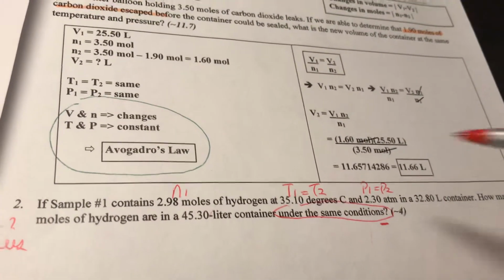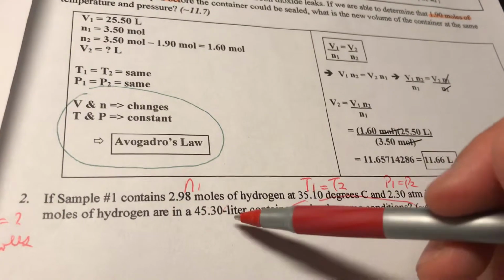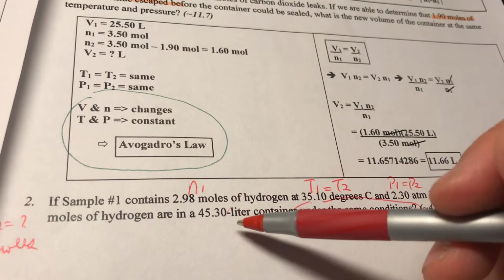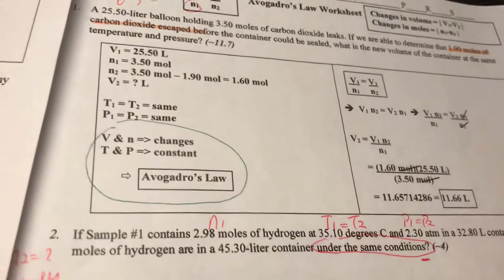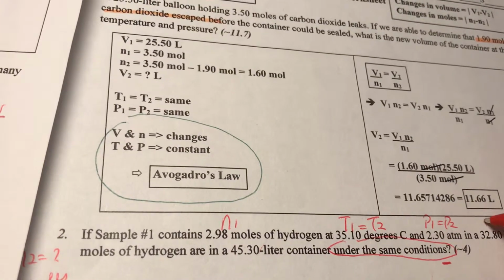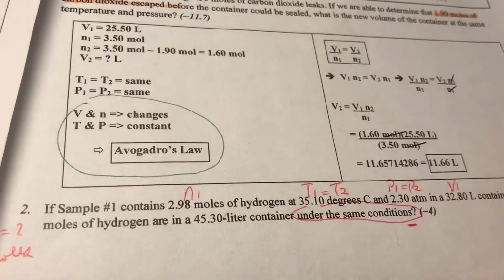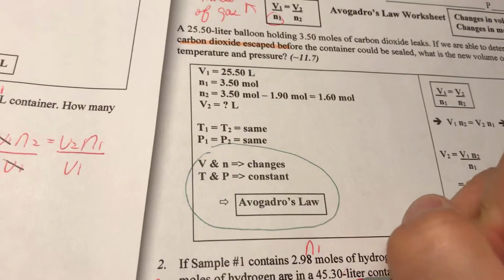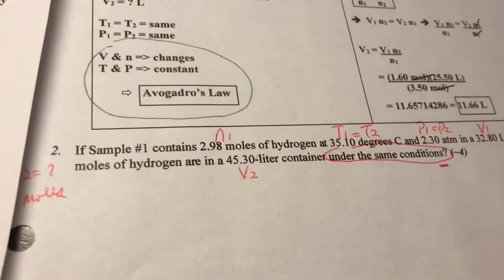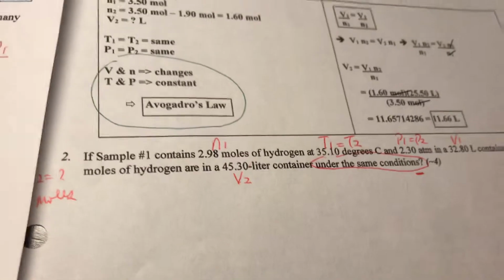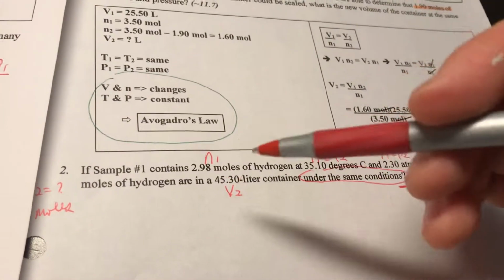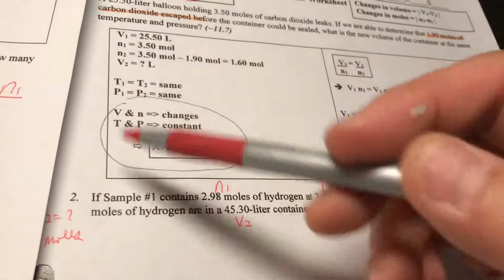32.80 liter container, right, this is the volume. I do have another volume, 45.30 liter. So these are two different volumes. So 32.80 would be V1, and 45.30 would be V2. Okay, so once we list out the variables, then you can just do the same thing.